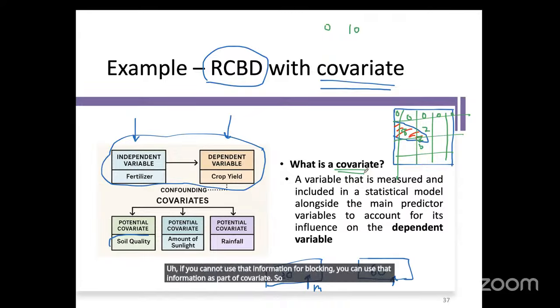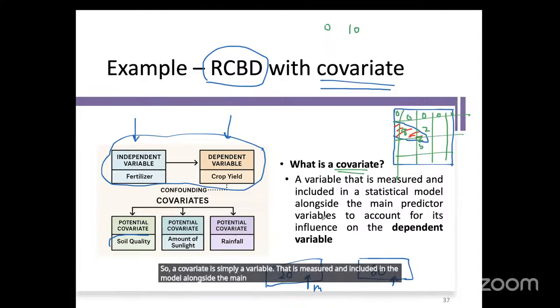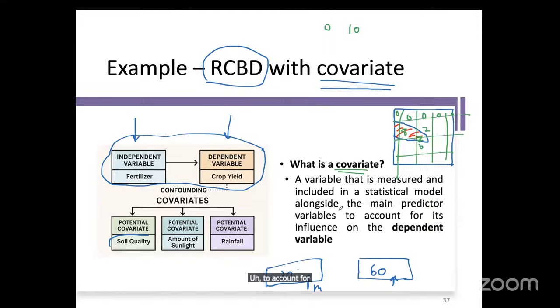With the covariate analysis, we are going to correct for the covariate. A covariate is simply a variable that is measured and included in the model alongside the main predictors to account for its influence on the dependent variable.